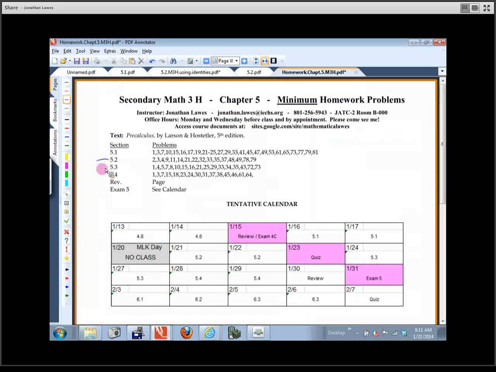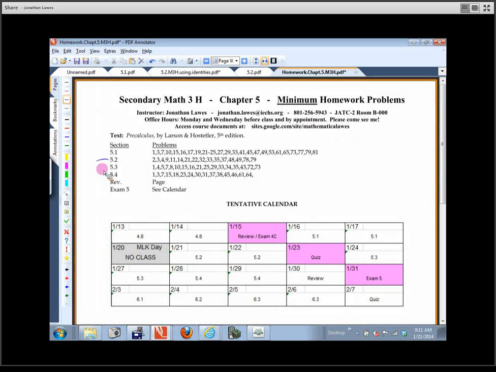Okay. Here's 5.2. Let me read the numbers. You write them down. Ready? 2, 3, 4, 9, 11, 14, 21, 22, 32, 33, 35, 37, 48, 49, 78, and 79. Okay? And this is on the website, and I apologize. I probably should have run a copy of this for you.